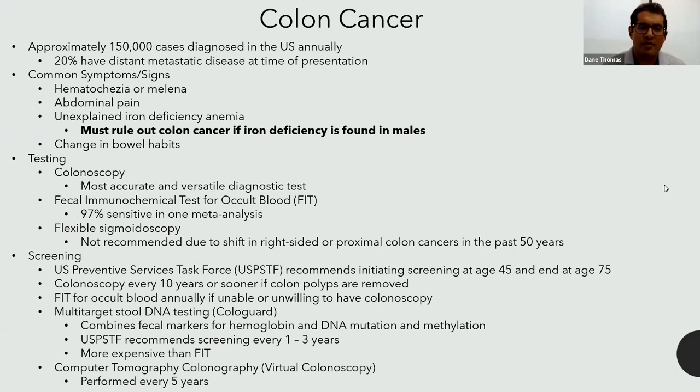Flexible sigmoidoscopy is not recommended due to a shift in right-sided proximal colon cancers in the past 50 years. Screening for colon cancer is very important. The U.S. Preventive Services Task Force, otherwise I like to call this task force UpStuff, recommends initiating screening at age 45 instead of 50 now, and ending screening at the age of 75.